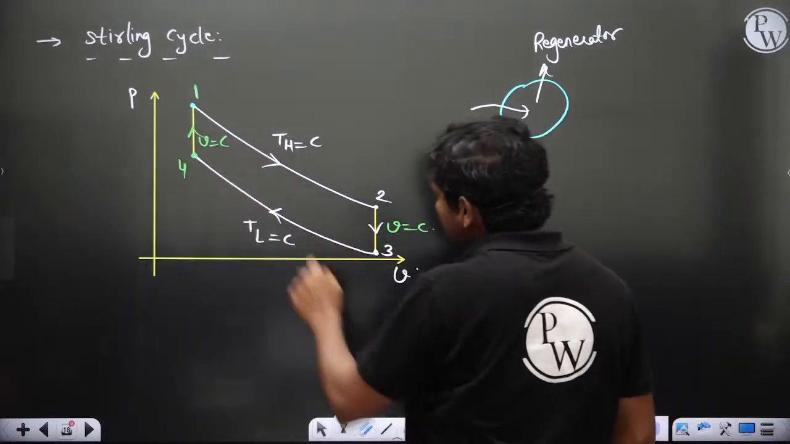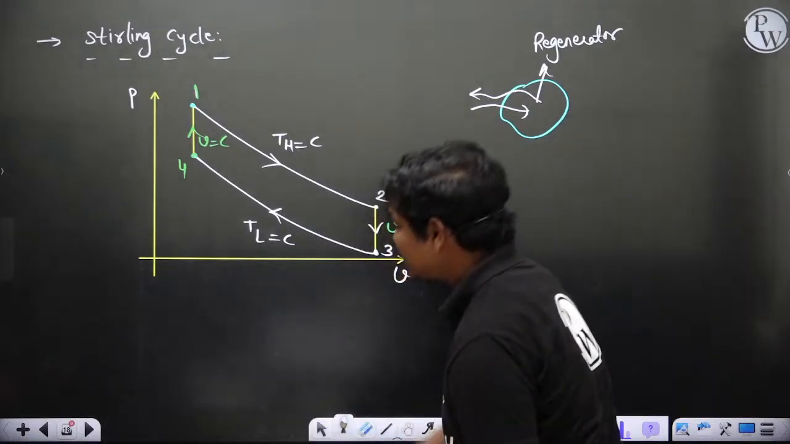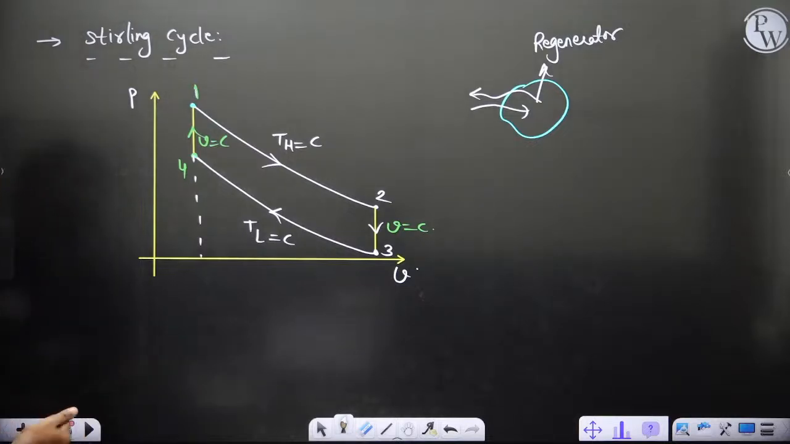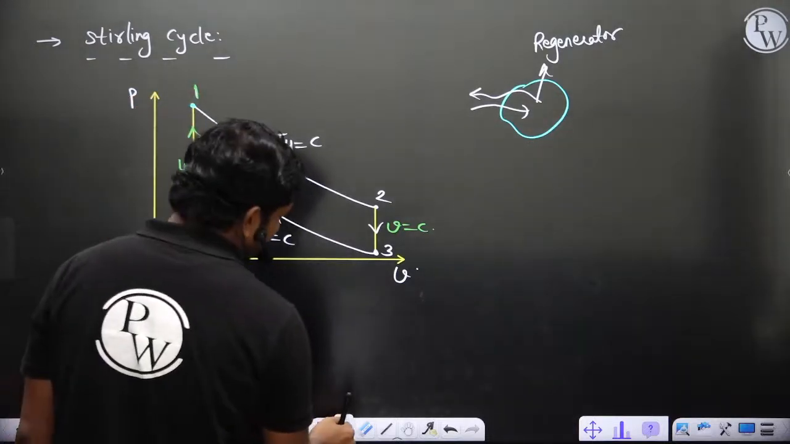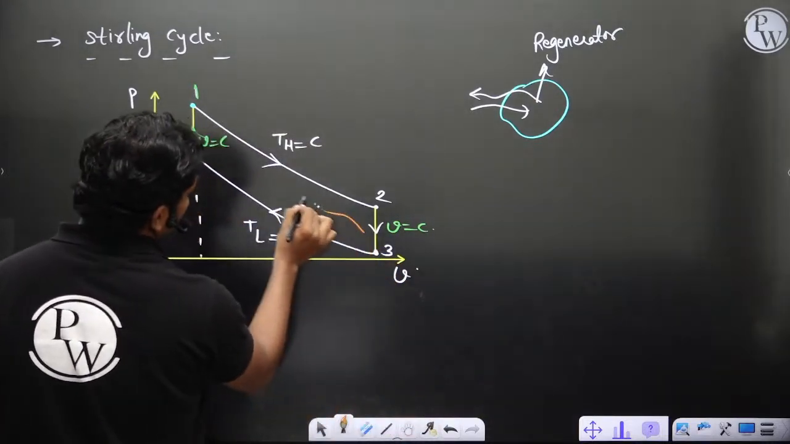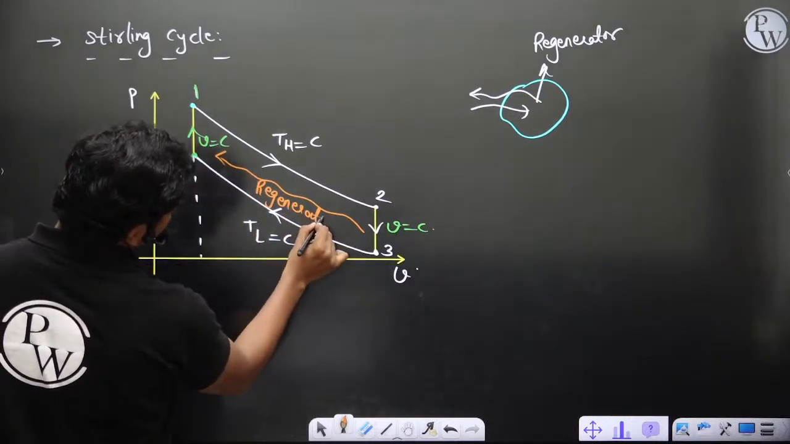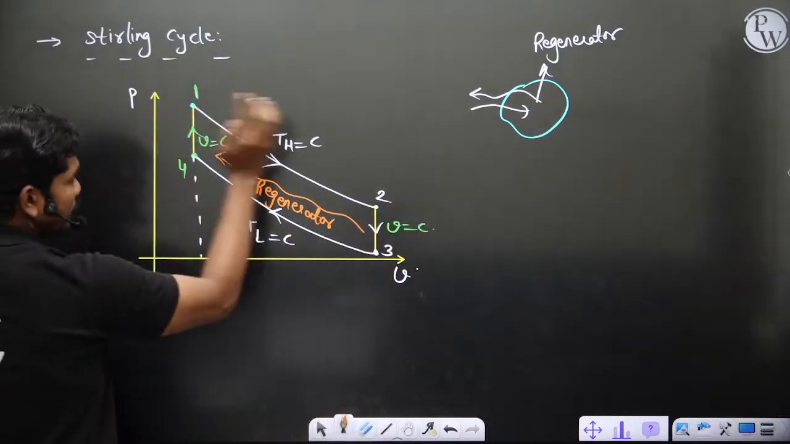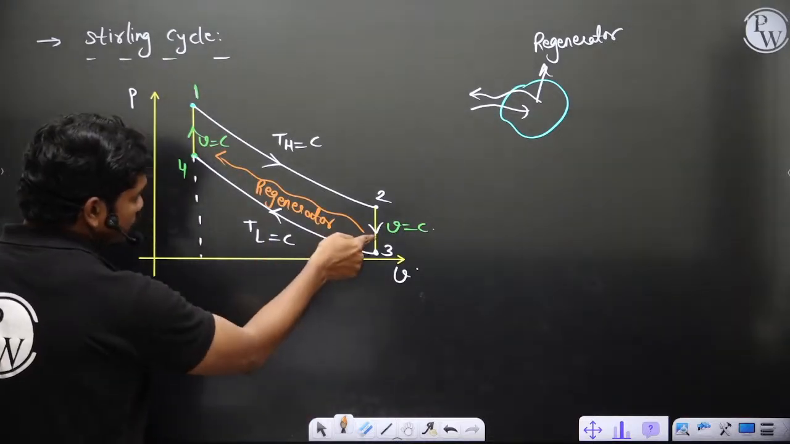Now at point 4, this regenerator gives back its energy to the system, so that at this constant volume the pressure and temperature both increase for this particular system. Okay, so this is the PV diagram for this Stirling cycle, and regeneration happens between these two. Regeneration means heat transfer: during process 2 to 3, the regenerator collects heat from the system, and during 4 to 1 it gives it back, so that the temperature again rises from TL to TH. So regeneration happens during this process.